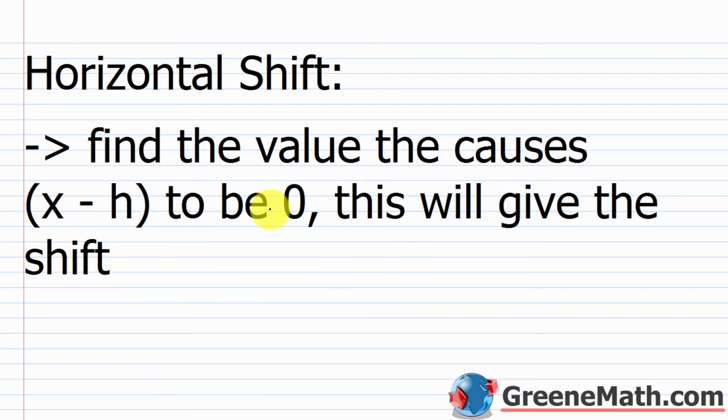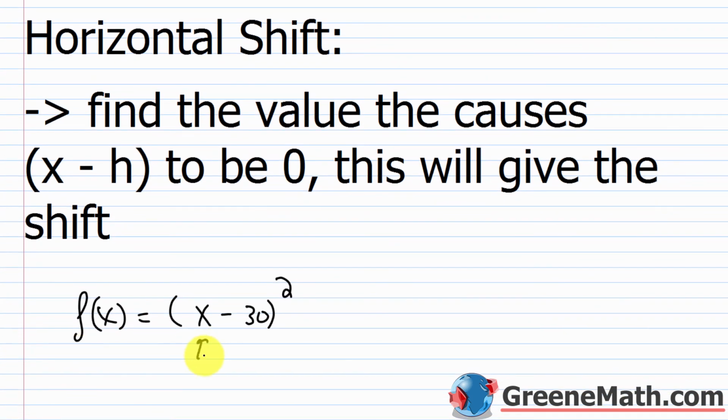So let's say I had f of x is equal to the quantity x minus 30, squared. What would make this equal to 0? Well, if I just plugged in a 30 for x, 30 minus 30 would give me 0. 0 squared would be 0. So if I'm plugging in a positive 30, you think about positive as moving right. So I'm moving right 30 units. So it's a 30 unit to the right shift. Horizontal shift to the right 30 units. However you want to think about that.